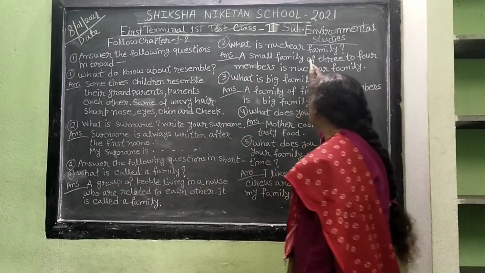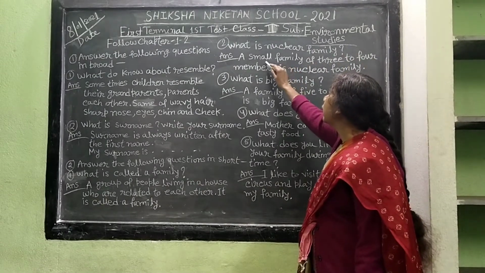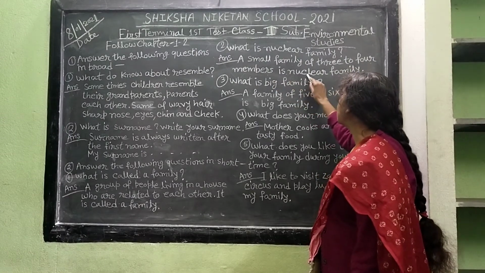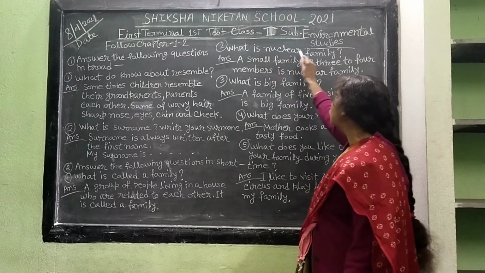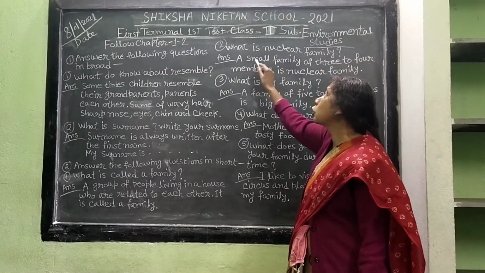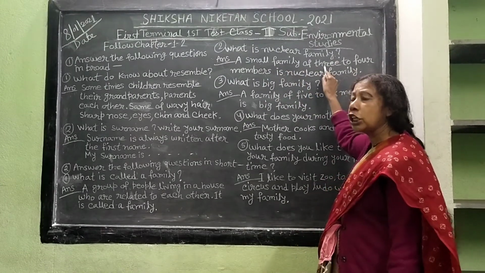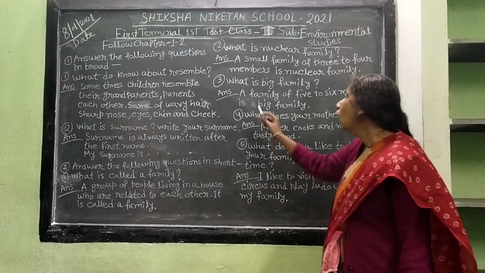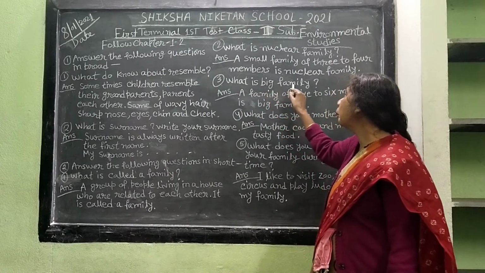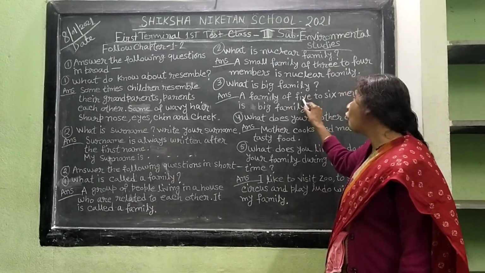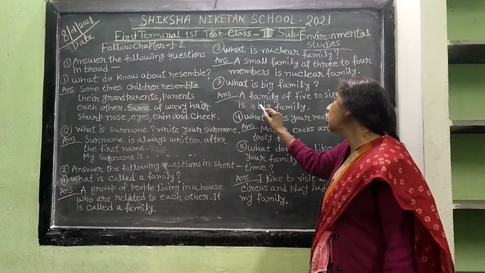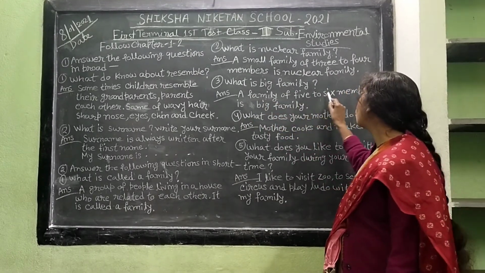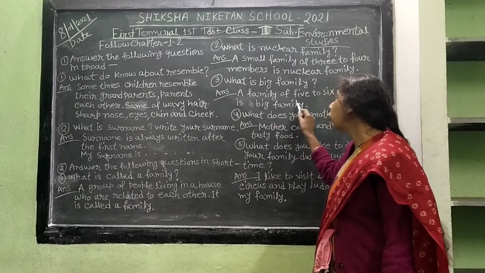Question number 3. What is a nuclear family? Answer: A small family of 3 to 4 members is a nuclear family. What is a big family? A family of 5 to 6 members is a big family.